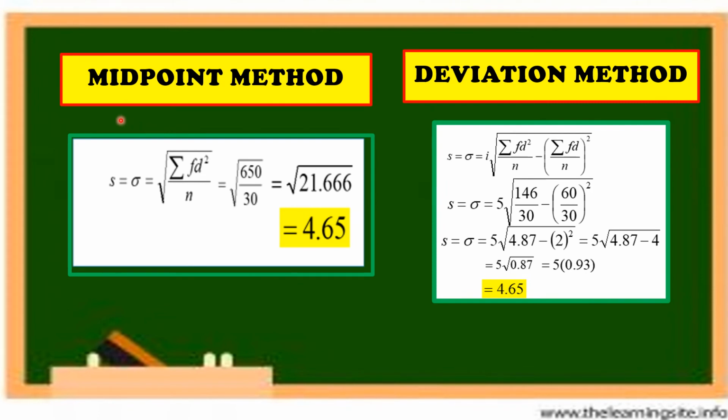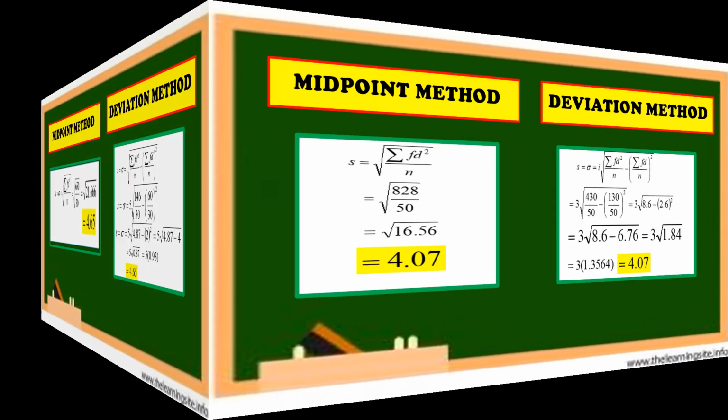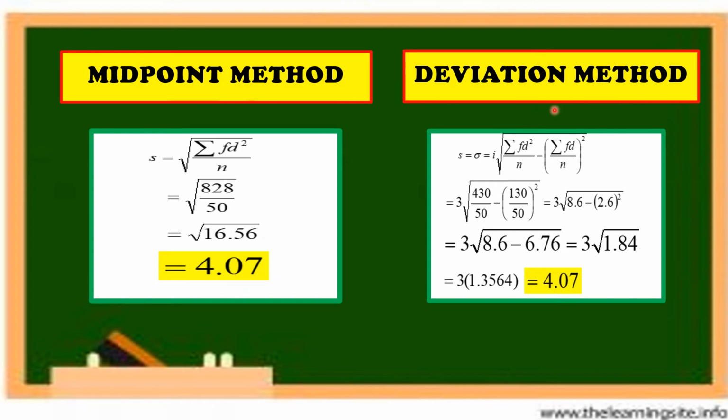Based on the example that we have solved, if we try to solve the problem using the midpoint method and we solve it using the deviation method, do we arrive at the same result? Yes, we arrive at the same result. So even if we use the midpoint or the deviation method, we will arrive at the same result. For our second example, we use the midpoint and the deviation method, and we arrive at the same result.